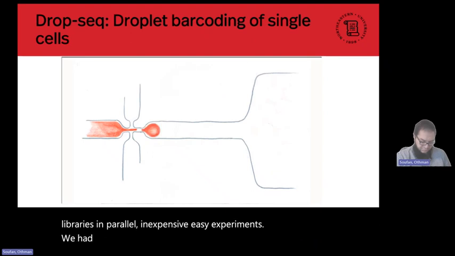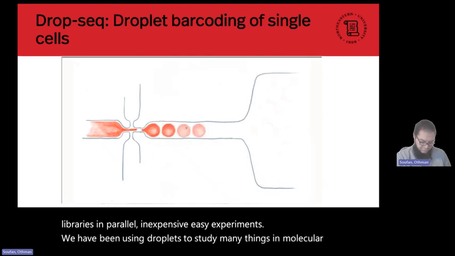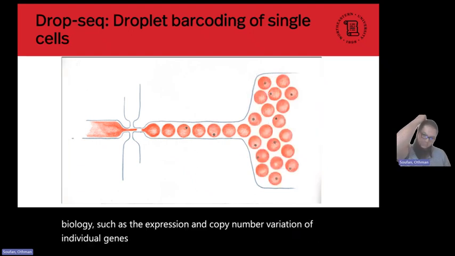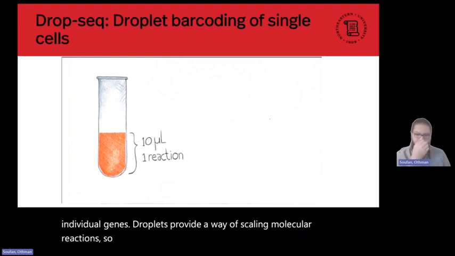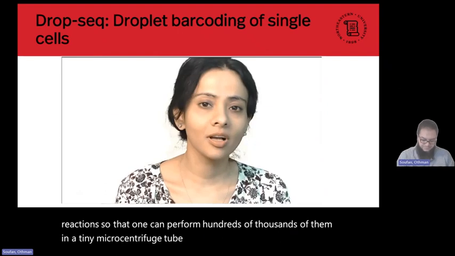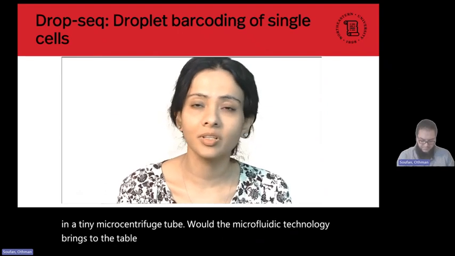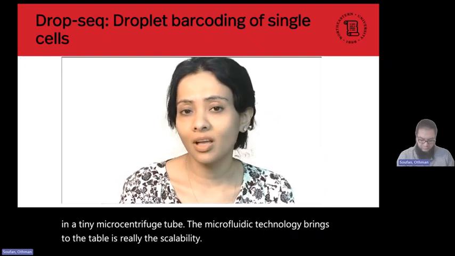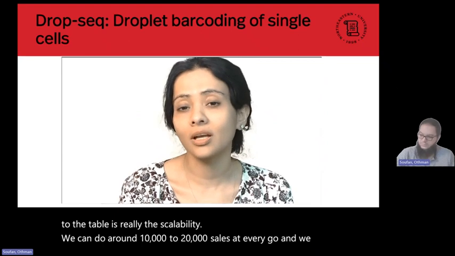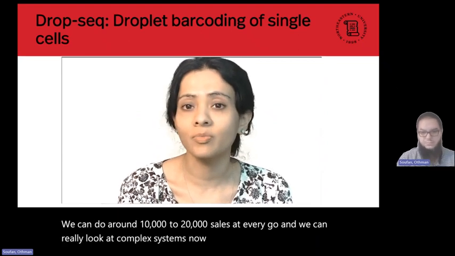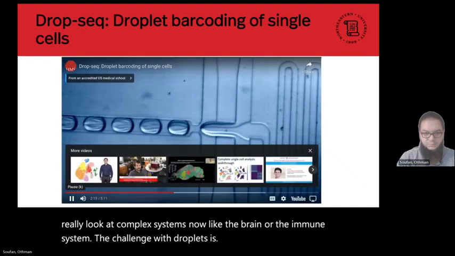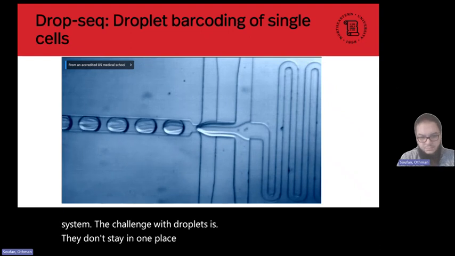We had been using droplets to study many things in molecular biology, such as the expression and copy number variation of individual genes. Droplets provide a way of scaling molecular reactions so that one can perform hundreds of thousands of them in a tiny microcentrifuge tube. What the microfluidic technology brings to the table is really the scalability. We can do around 10,000 to 20,000 cells at every go, and we can really look at complex systems now, like the brain or the immune system. The challenge with droplets is they don't stay in one place, and they don't have stable addresses.